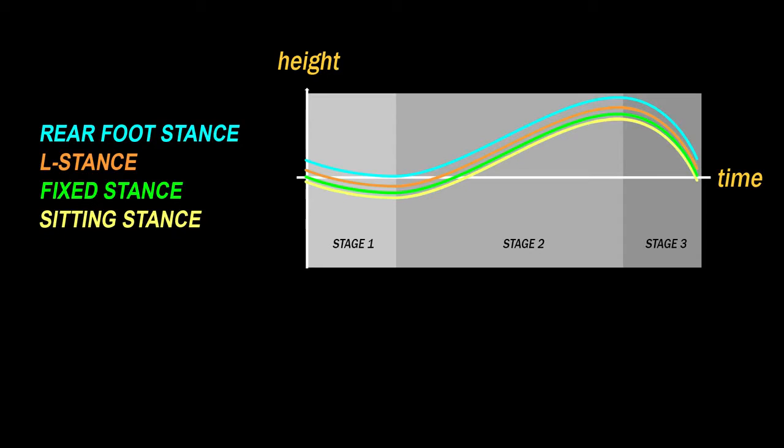However, the weight distribution in fixed stance or sitting stance is 50% on each leg, which makes it less strenuous to bend the knees. So the knees have a tendency to bend a little bit more compared to when you're in rear foot stance or L stance. The net effect is that the body will drop more or less the same in all these stances, so the shape of the sine wave curve will be very similar.